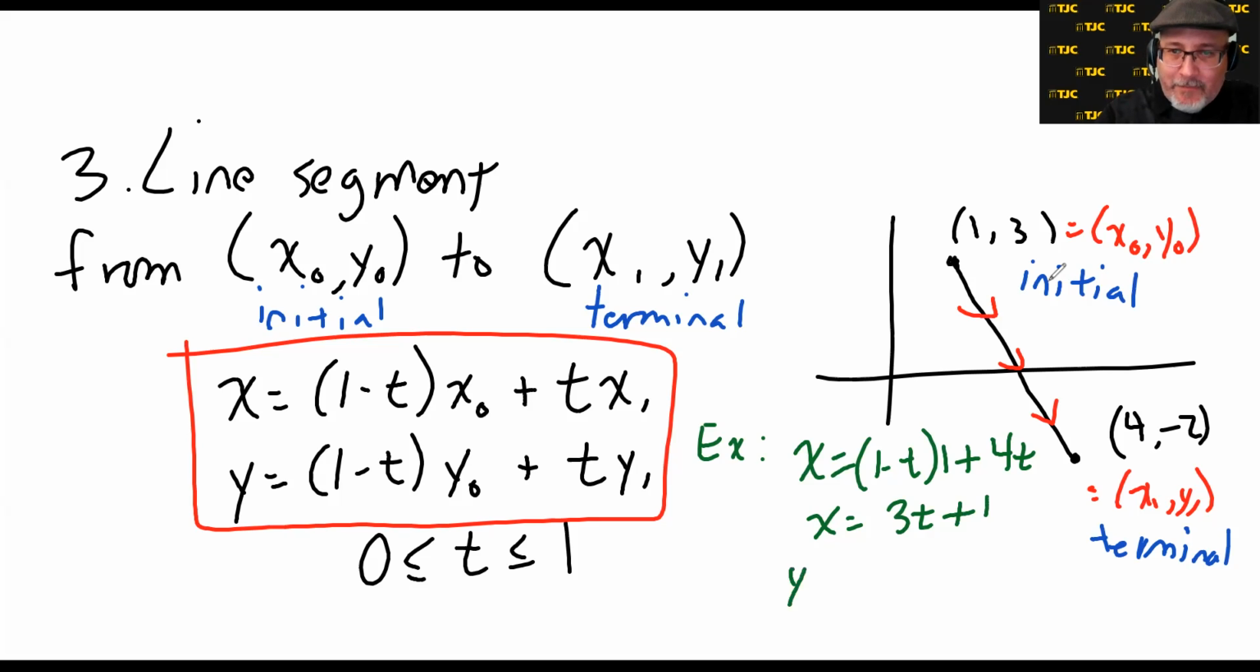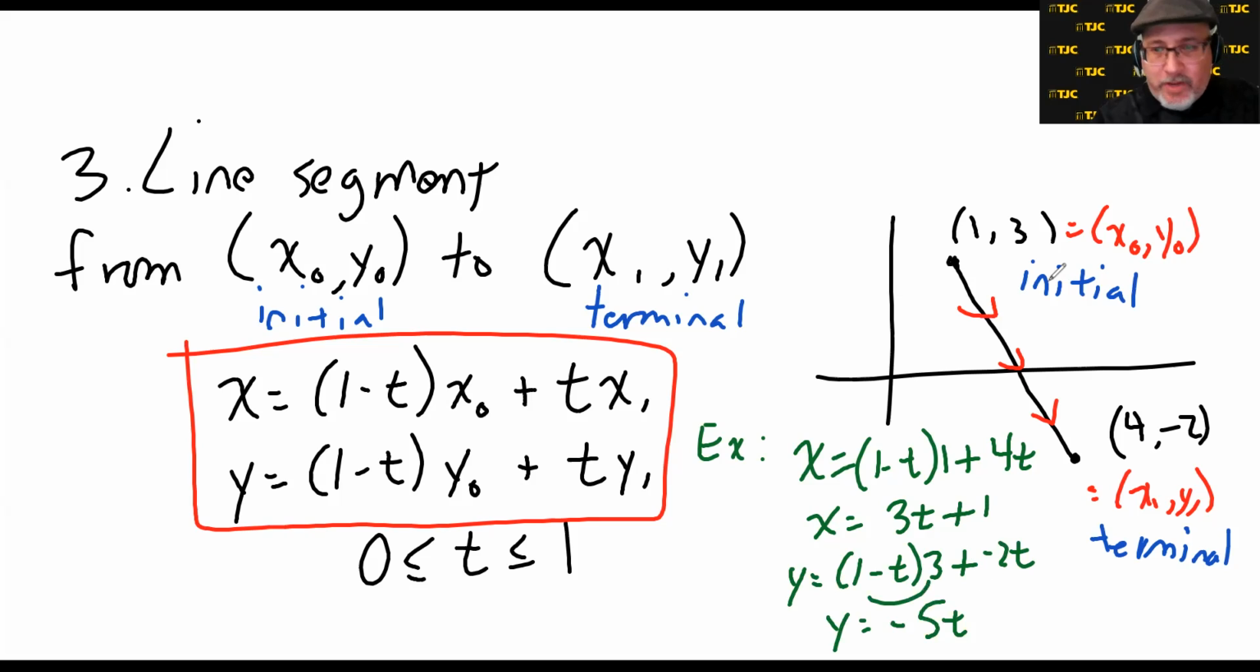And if we did the same thing for the y, it would be 1 minus t times the initial y coordinate, which is 3, plus t times the terminal y coordinate, which is negative 2. So plus negative 2t. And if we clean that up, here's a negative 2t, there's a negative 3t, so we have negative 5t. And the rest of the distribution would give us a plus 3. So I claim that these are the parametric equations for this line segment.